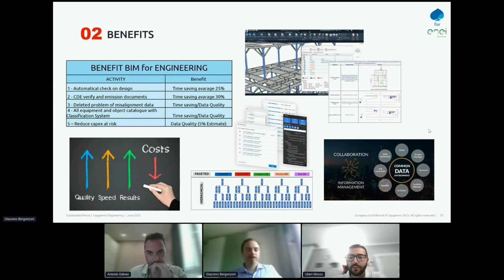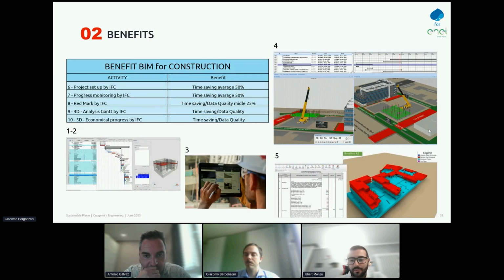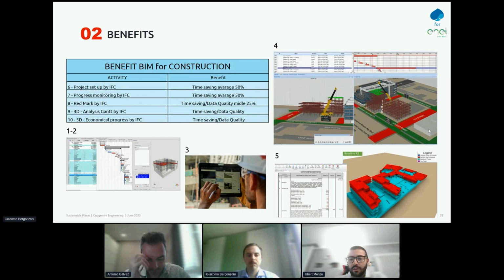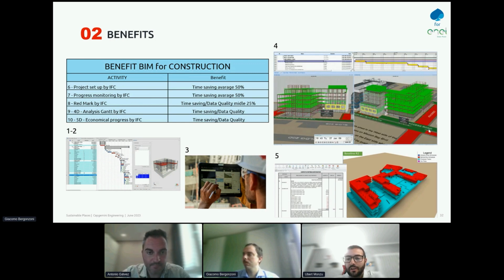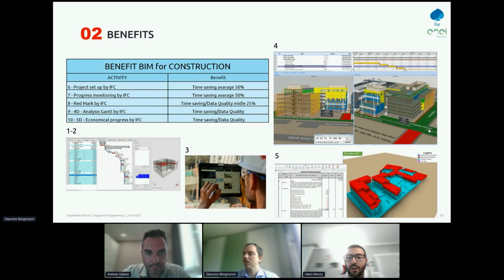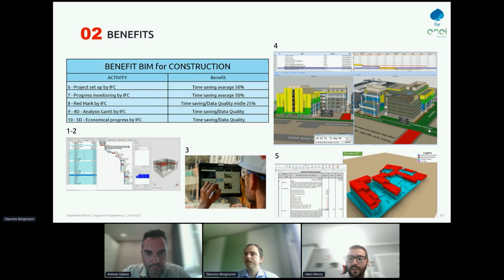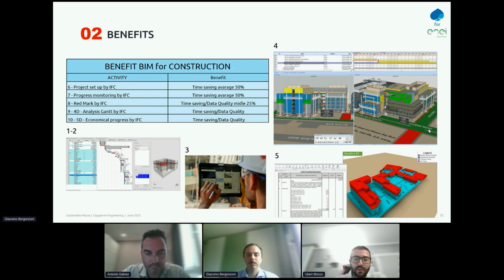Thanks to this method, we can reach many savings in the engineering activity and construction phase, which can reduce the time for the control check and process of the documents. We can reduce the misalignment between different documents, and we have also seen that we can reduce the CapEx sector risk and the extra cost by a small percentage for the moment. Please, the next. Okay. Also in the construction phase, we have other benefits from reducing time for setup of different tools and better managing the transmission of many data between these tools. Okay, the next.